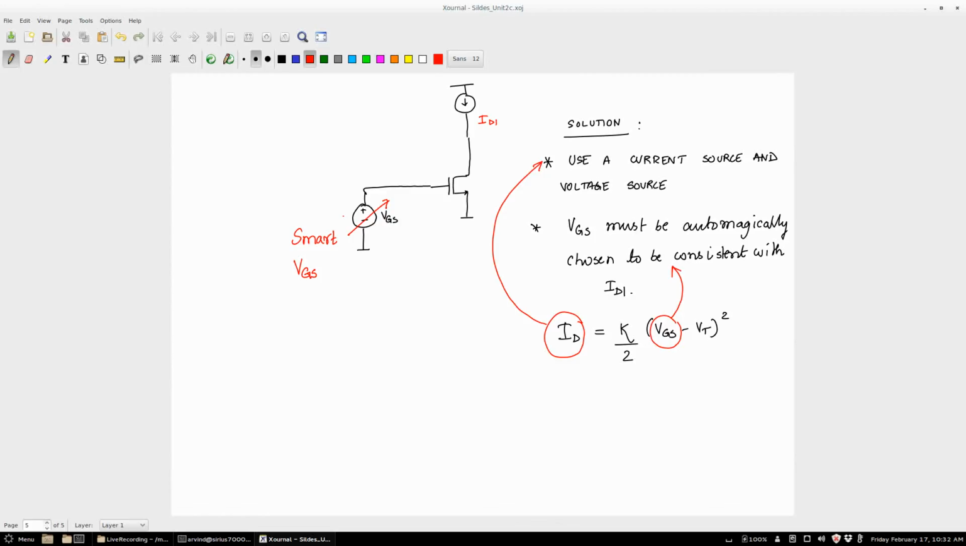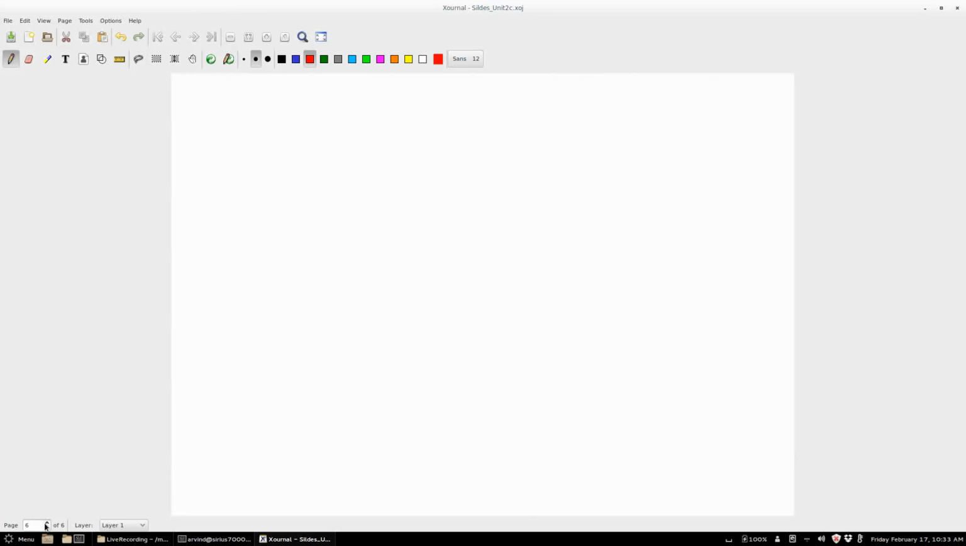Because say I have chosen some value of ID, okay, and some current is flowing, right? Now say temperature increases, so my VT has changed, which means what should happen to VGS? It should also change. Otherwise, that will no longer be consistent with ID. Assume ID has not changed, the current source, right? Assume the ID is always pumping 100 microamps, and I am increasing the temperature, right? So this VGS now has to smartly change with VT, right? So it's an intelligent problem, right?